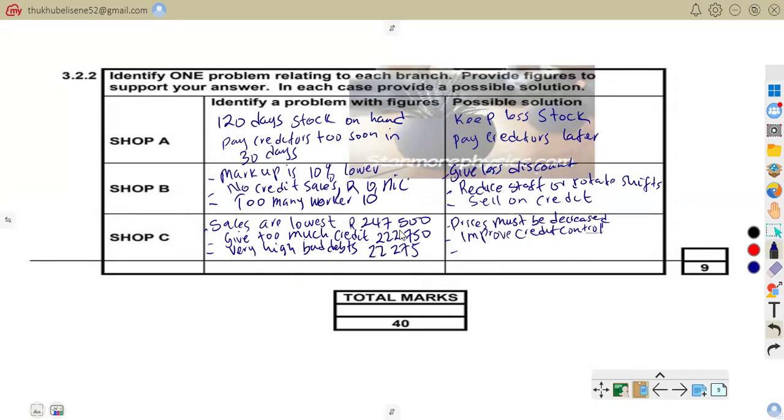Then another one is that you can hand over to debt collectors because you have very high bad debts. So you can make sure that you hand over to debt collectors, so that they can collect from your debtors.